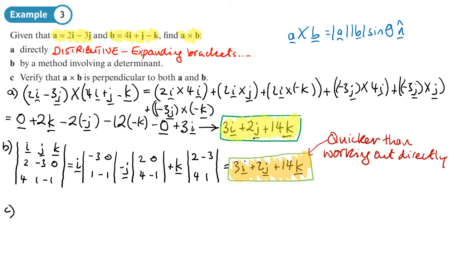says verify that A cross B is perpendicular to both A and B. Right, how do we do that? We do the scalar or dot product. Remember that if you do the scalar or dot product of two vectors, they are perpendicular if their dot product is 0. So we'll just write that down as a reminder. So since A dot B equals 0, if A and B are perpendicular.